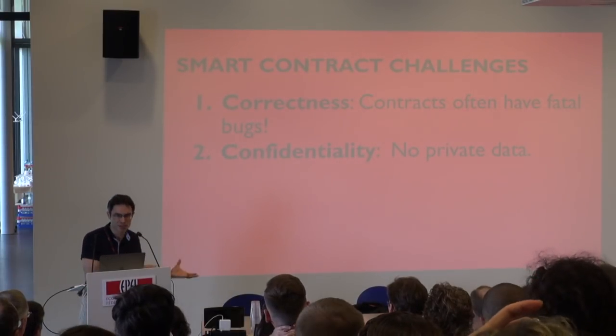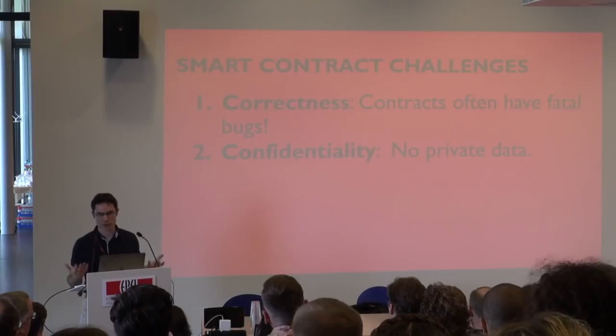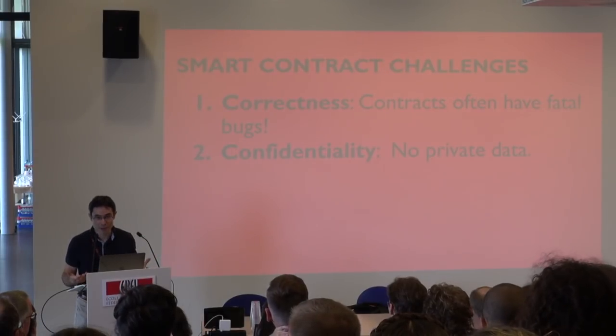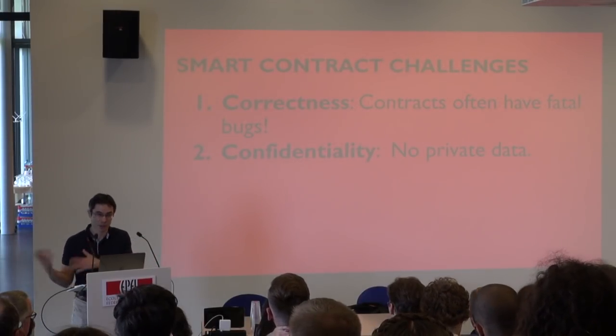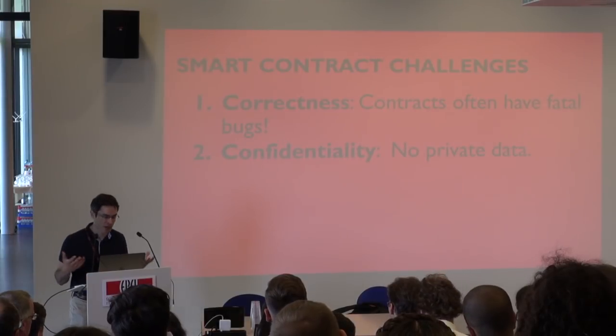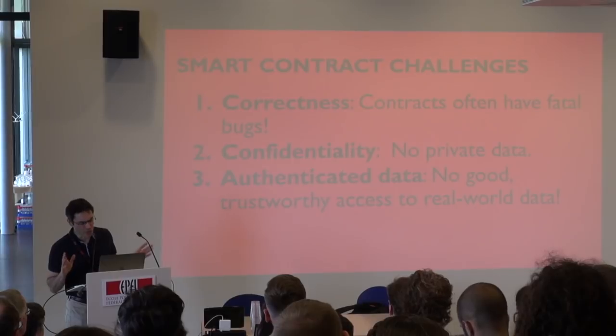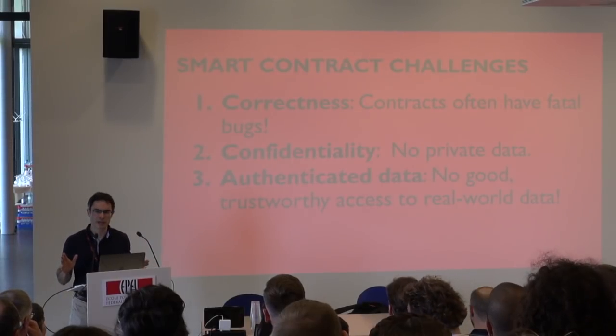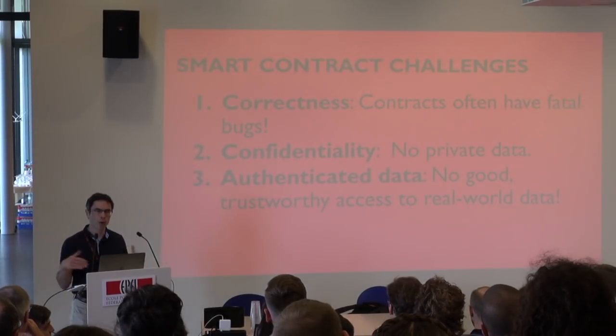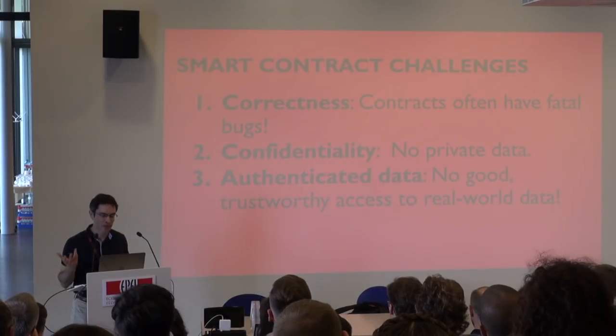This is the flip side of transparency. Transparency is good, but it carries the drawback that it's inimical to privacy. It's hard to achieve confidentiality in smart contracts. Won't talk about that.